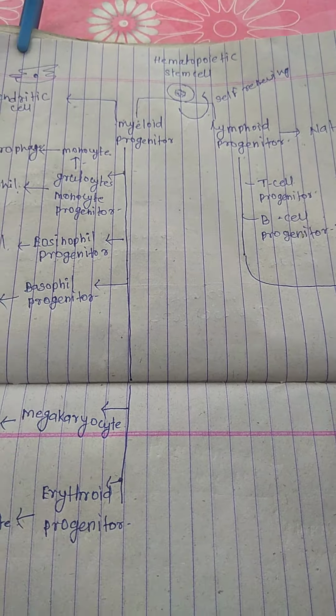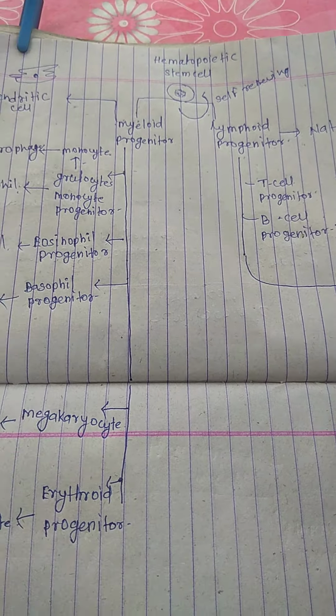The hematopoietic stem cells have the capacity to differentiate into all types of cells, and they also have the capacity for self-renewal. This means that they divide into other cell types and again go back to their original form. That is called self-renewing capacity.